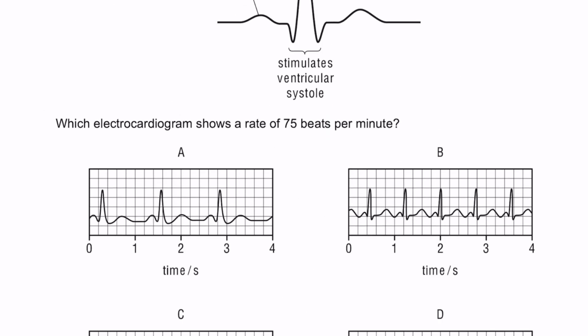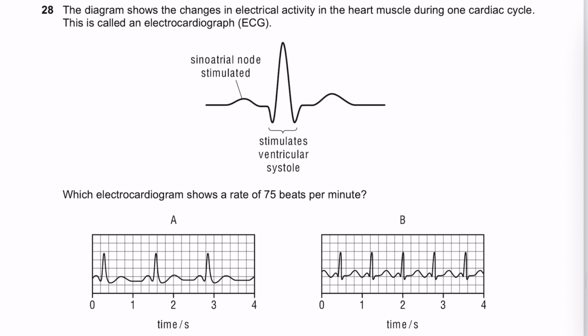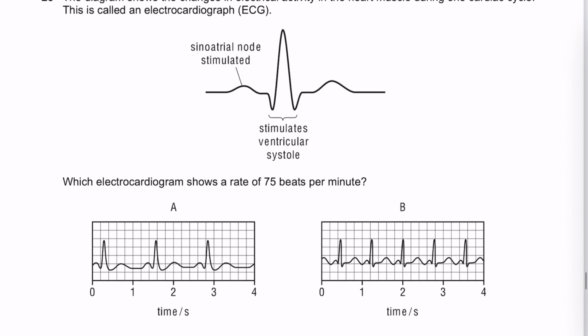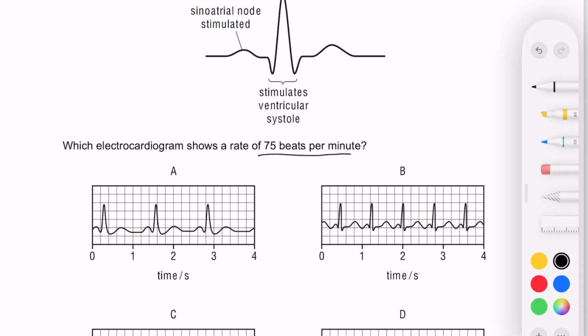Moving on. Now, the diagram shows the changes in electrical activity in the human heart muscle during one cardiac cycle. This is called an electrocardiograph, or ECG. The sinoatrial node is stimulated and stimulates ventricular systole. Okay, so which electrocardiograph shows a rate of 75 beats per minute? This is 1 heartbeat from here to there. Here we have 1, 2, 3 heartbeats in 4 seconds, so the rate is 3 in 4 seconds.